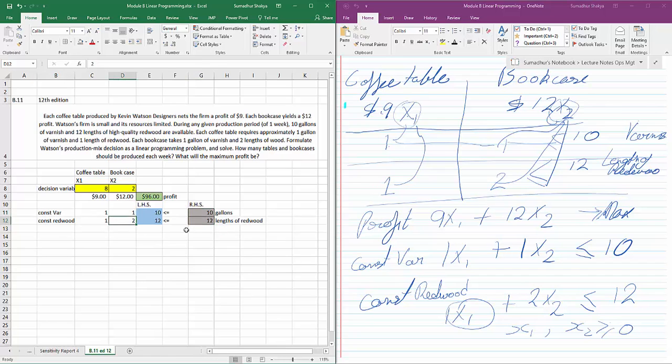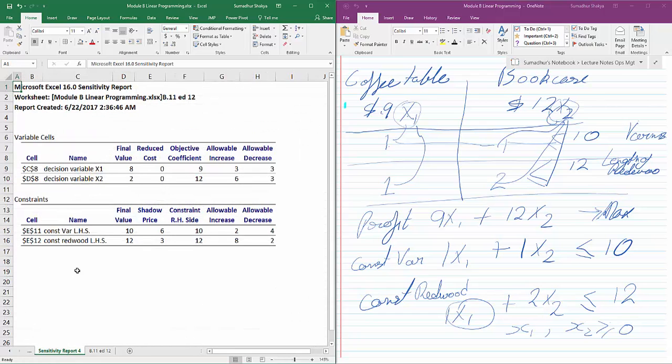Okay, now let's interpret our sensitivity report. First off, we know that the final value for the varnish constraint on the left hand side is 10, and the right hand side was 10, so there's no surplus left. At the same time, if we were to relax the constraint for varnish by 1 unit, that means our profit function would improve.